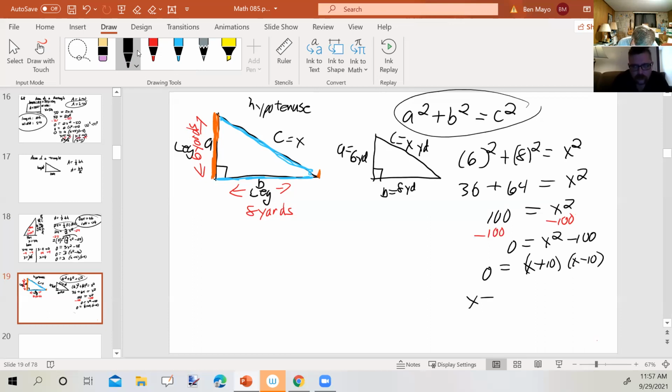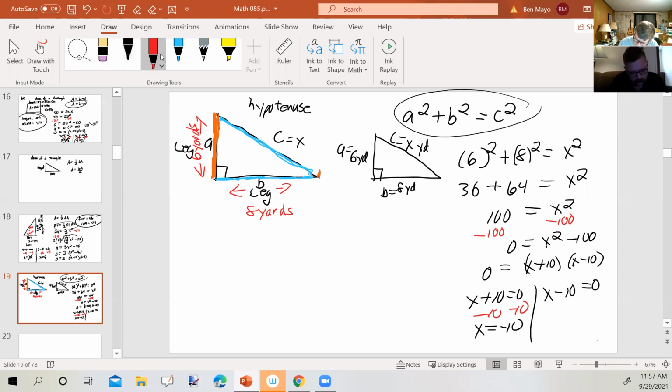Taking each factor that contains a variable and setting it equal to 0, we get the following two first-degree equations. Solving the first equation, subtracting 10 from both sides, we get X equals negative 10. Solving the second equation, we add 10 to both sides, we get X equals positive 10. And once again, we're dealing with distances or lengths. So X couldn't be negative. It would be 10 yards.